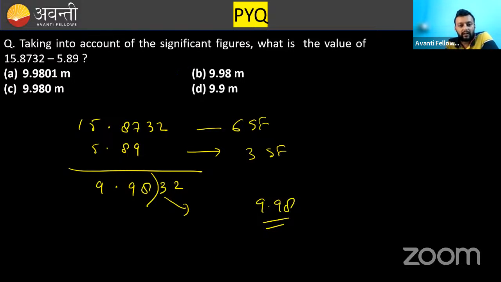Clear? 9.98, which is B. Very good. I think someone has answered. Okay, Veena and Chijni have answered B. Very good. Moving further.